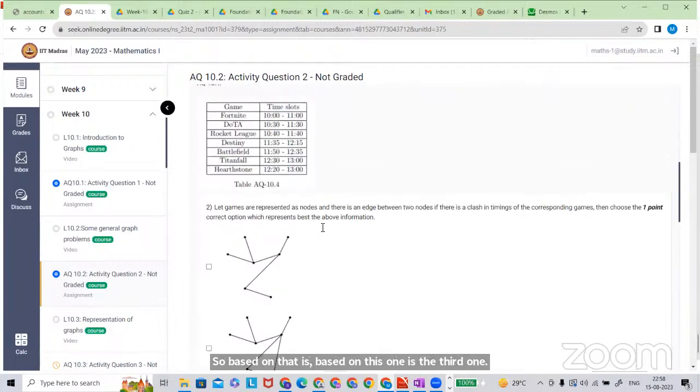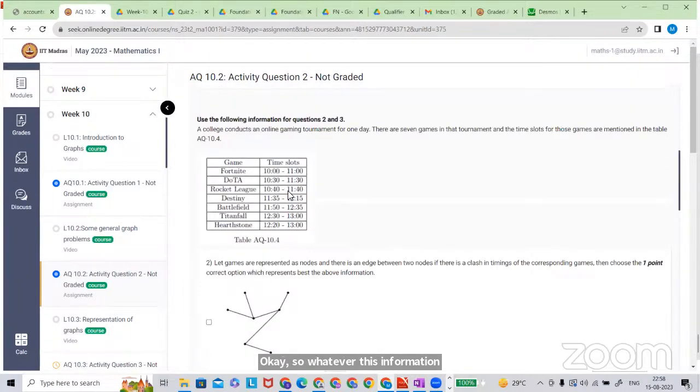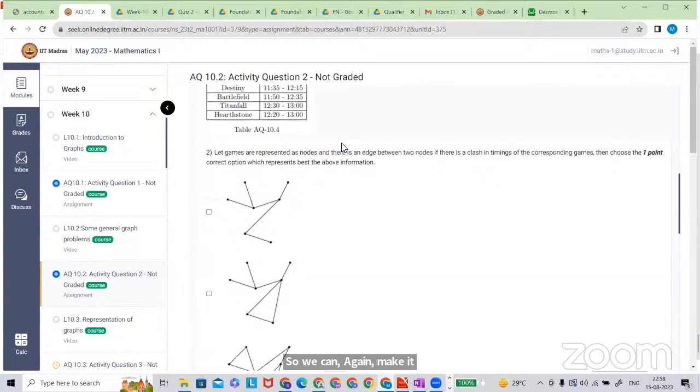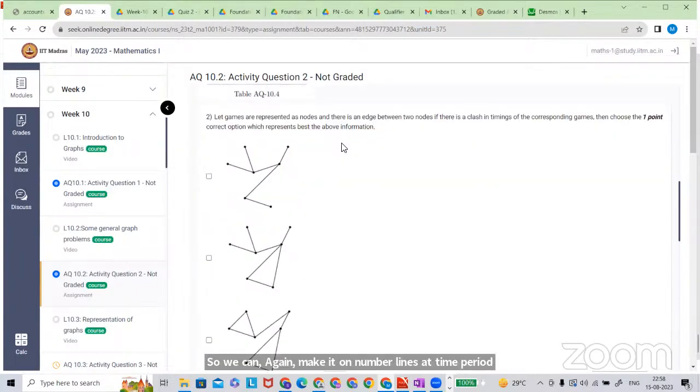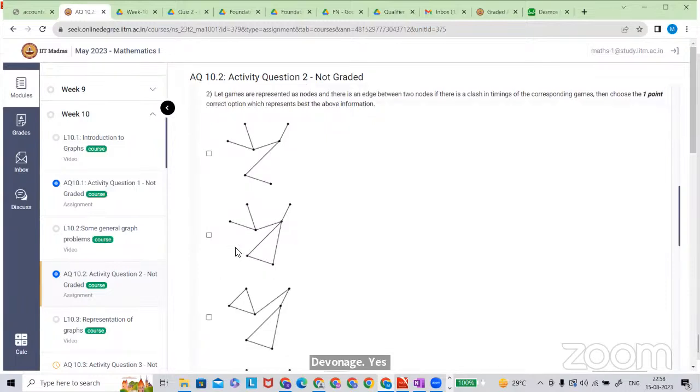Okay, so whatever information is given, based on that we have to draw the graph. For example, the fortnight is from 10 to 11, and TA is from 10:30 to 11:30. If the classes overlap, then there will be an edge. The overlapping time periods are connected by an edge. On a number line, the time period from start to end, the window that is given, we can mark it.